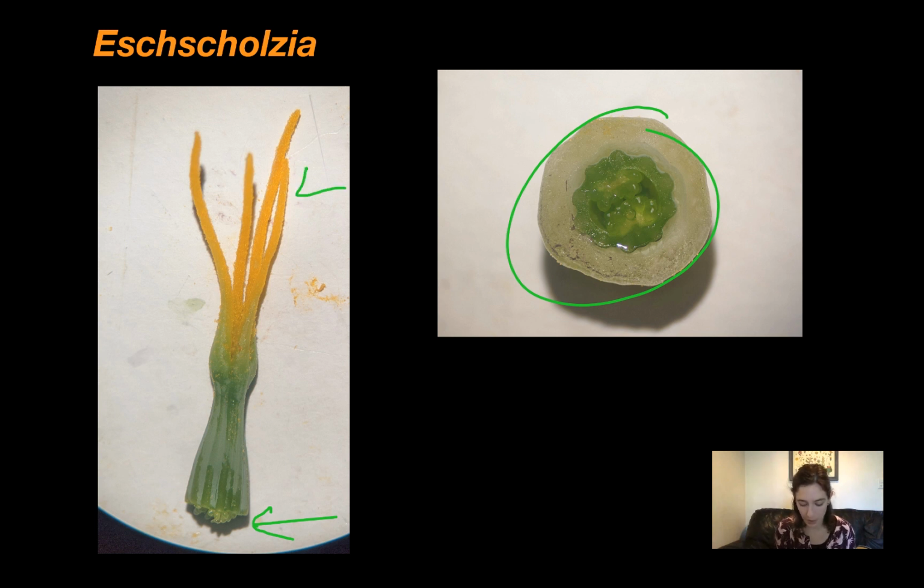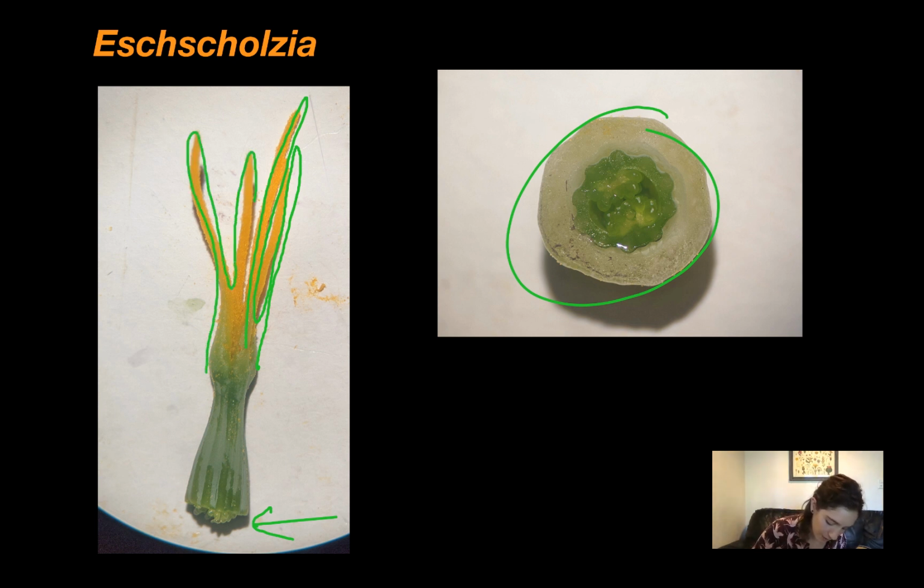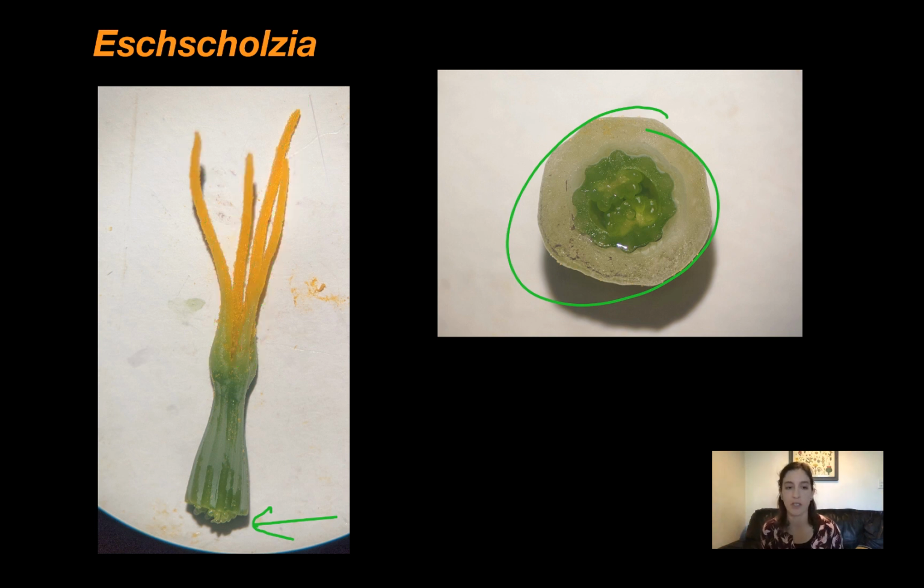But over here, it appears that there are 4 styles and stigmas. Well, what's actually happening is that there are 2 styles and 2 stigmas. It's just that each one of these stigmas is very, very deeply lobed. So what I just drew would be approximately 1 stigma. And then over here is the other stigma. Crazy. It's just each stigma is deeply lobed, so it appears as though there's 4. Really, there's just 2.